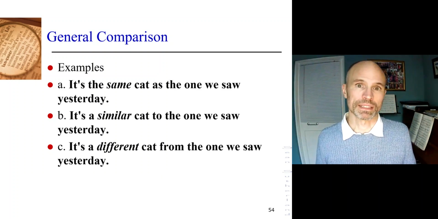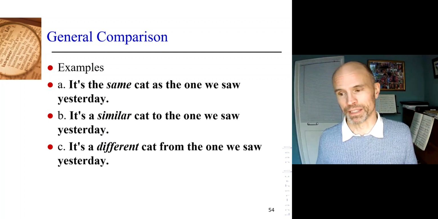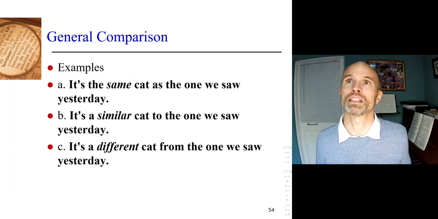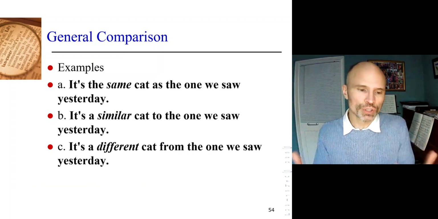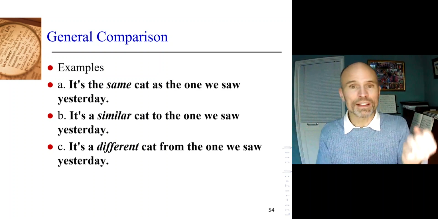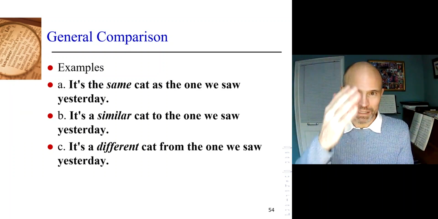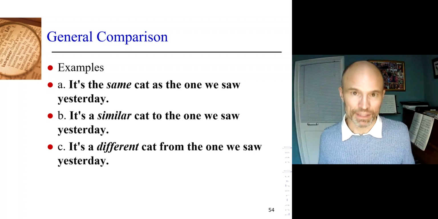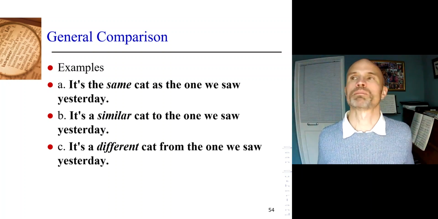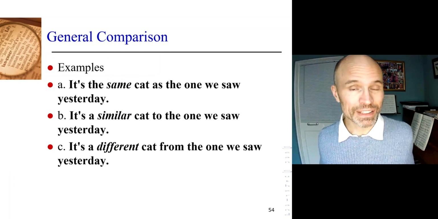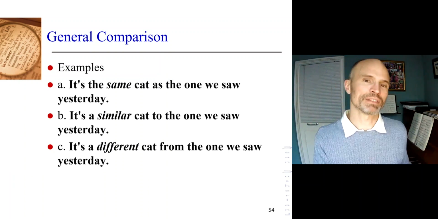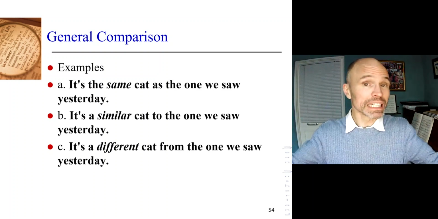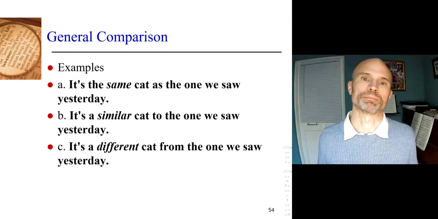That's how a general comparison is different than the other type, than the specific comparison, right? Specific comparison, the speaker or writer chooses the thing that will be used for the basis of comparison. Tall, short, better, twice as many, the number. With a general comparison, the speaker or writer only says same, similar, different, and how they're being compared is left up to the listener or reader to determine.